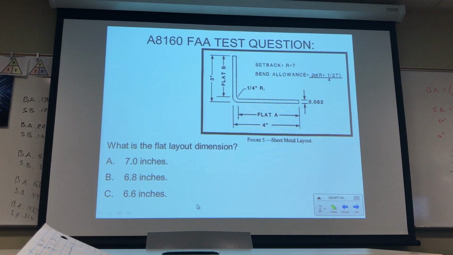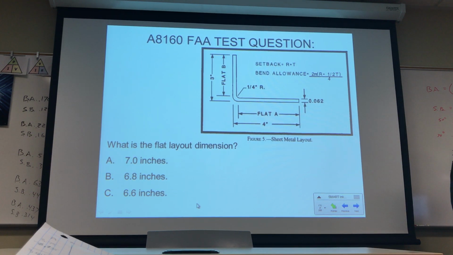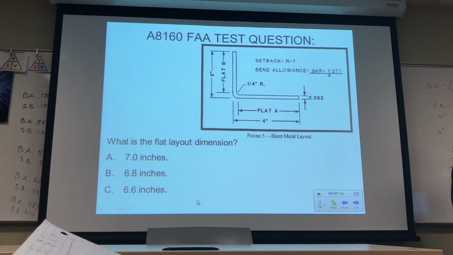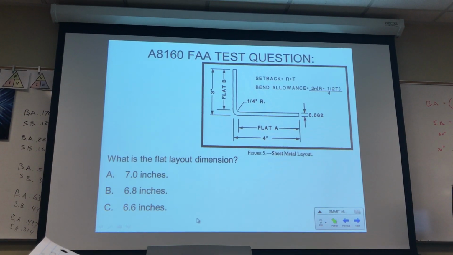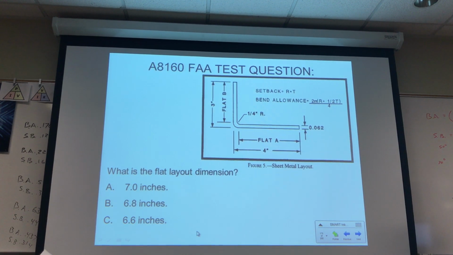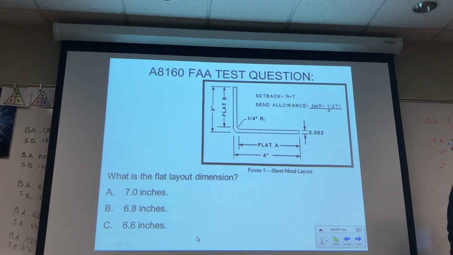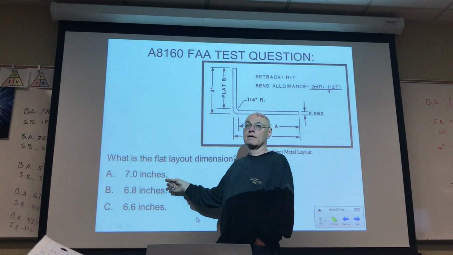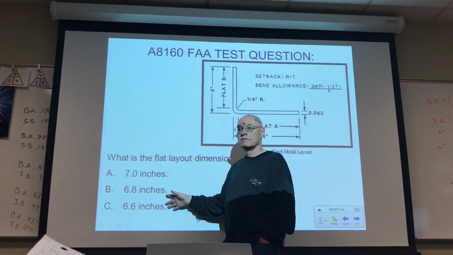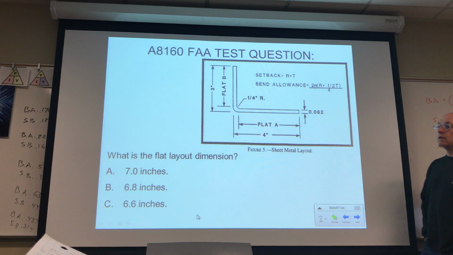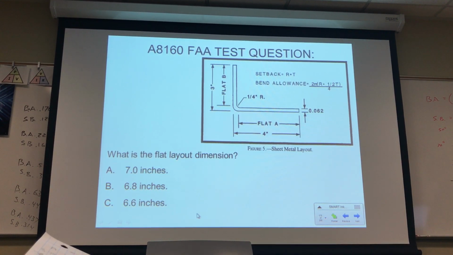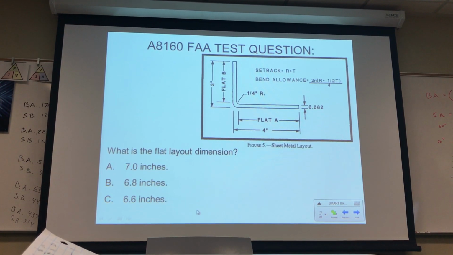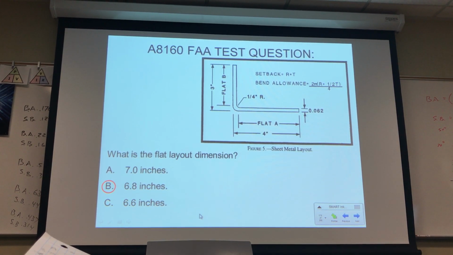What's the flat layout dimension? Well, through process of elimination, you can figure out what the answer is. The finished dimensions are, in this case, 7 inches? No. 3 plus 4 is 7, right, for the finished dimensions? So you know that this can't be right. It's going to have to be one of these two. So you'll have to figure out what the developed width is. You're going to have to subtract out the setbacks and add the bend allowance. So this is one of the problems that you'll have to physically work out to solve. Okay. So if you work it out, it works out to 6.8 inches.